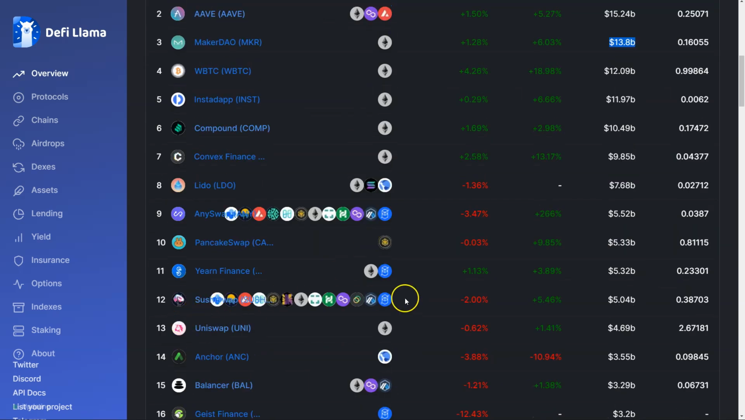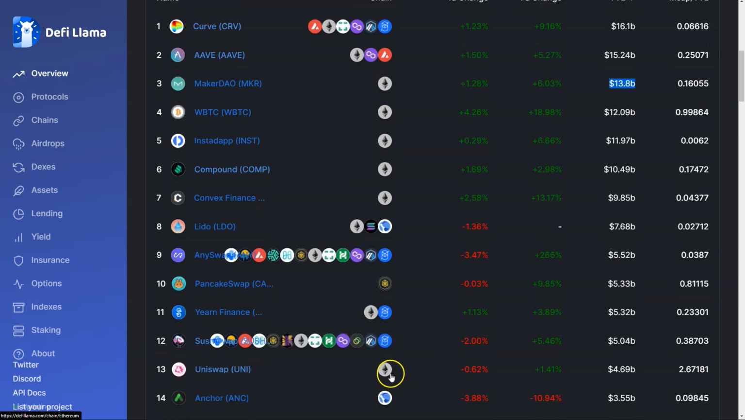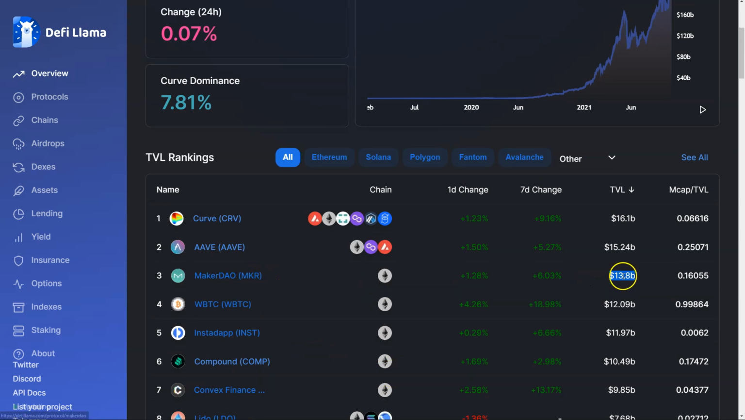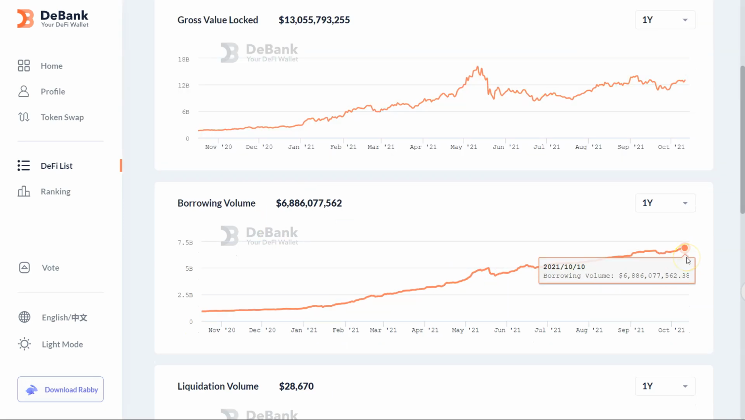I mean, Sushi. Sushi's every man's chain, versus Uni, which probably also never goes outside of ETH, right? But still a significant amount of TVL on Maker. And TVL over time on Maker, according to DeBank, still sitting near all-time highs. Borrowing volume, all-time highs, incredibly bullish for the protocol to see that.